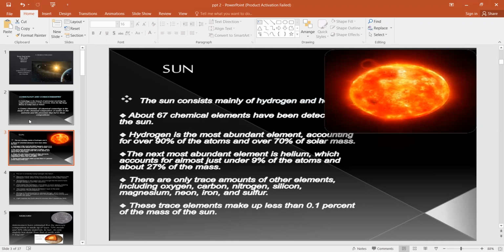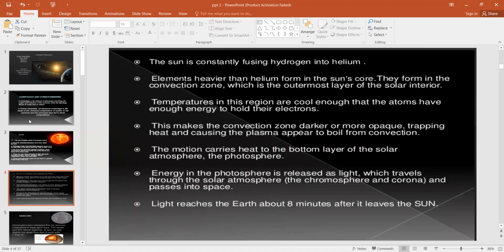There are only trace amounts of other elements that are present on Sun, which includes oxygen, carbon, nitrogen, silicon, magnesium, neon, iron, and sulfur. These trace elements make up less than 0.1% of the mass of the Sun. So Sun is constantly fusing hydrogen into helium. That is why it is providing heat energy and light.